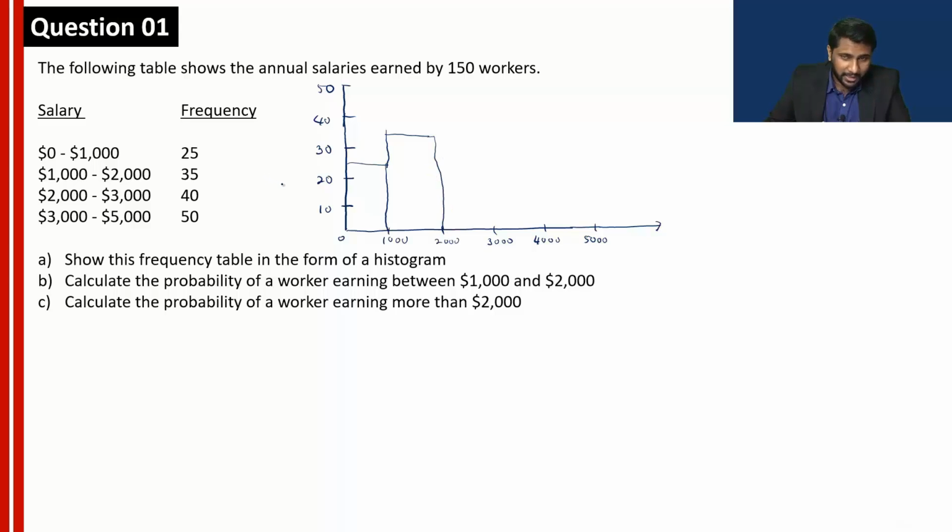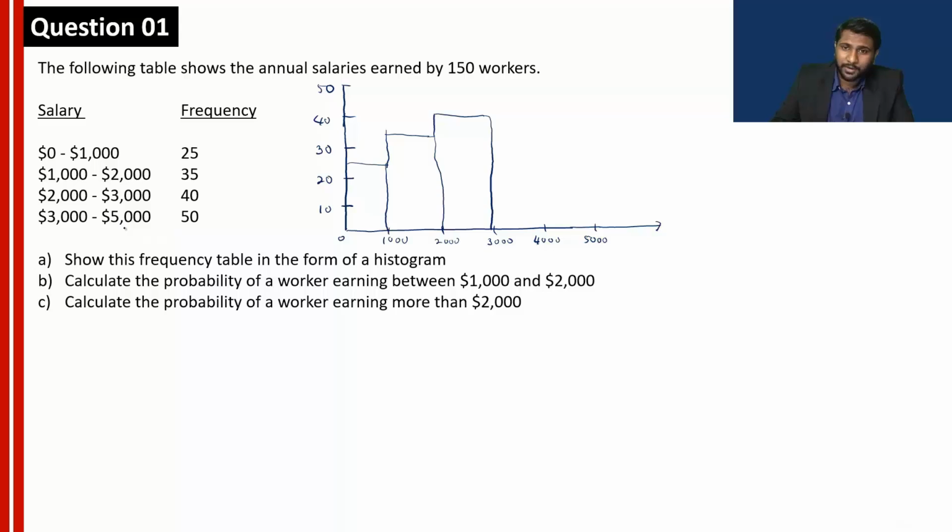Okay. Here I am drawing this for y'all just to give an understanding of what we are going to learn next. From 2000 to 3000, 40. And next, 3000 to 5000, 50.